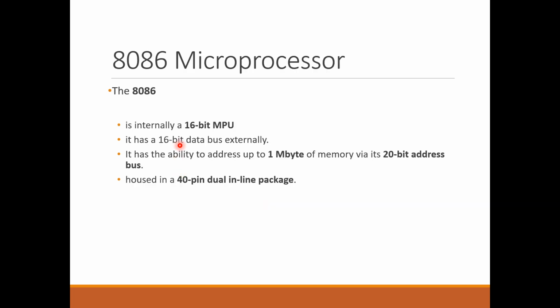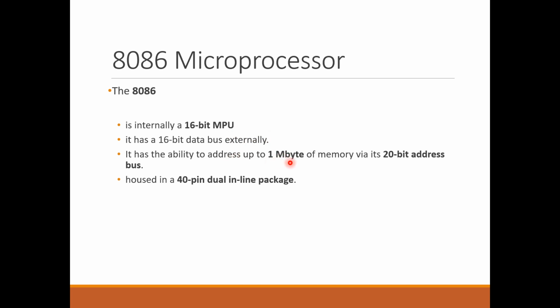And the 8086 microprocessor itself is a 16-bit microprocessor. That means the size of the internal registers of the 8086 microprocessor is 16 bits, and it also has a 16-bit data bus. That means through these 16 bits, data can be sent to the memory, or received. And this microprocessor has the ability to access 1 megabyte of memory.